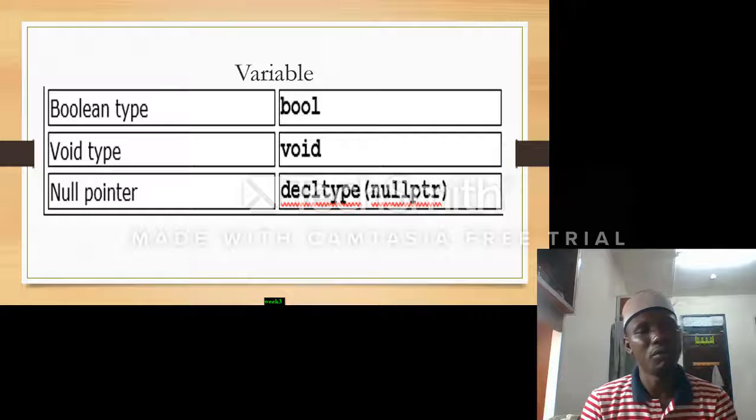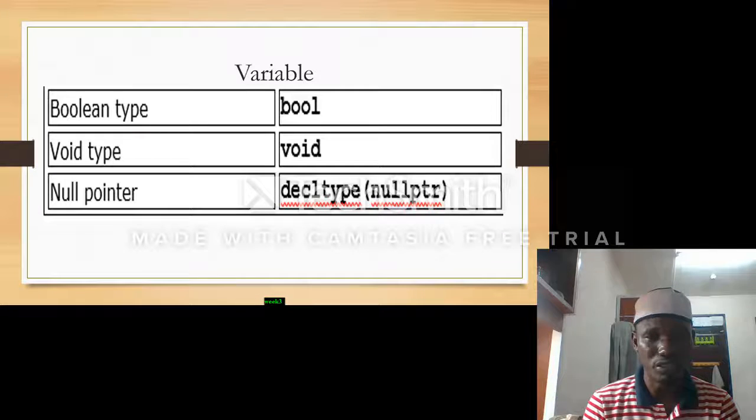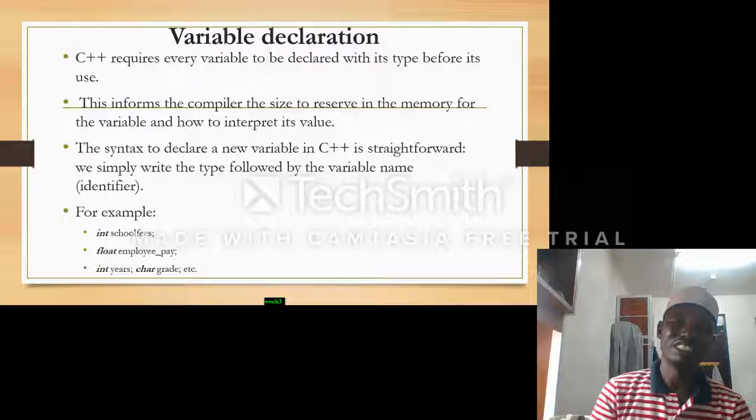Other ones are the Boolean type, normally represented as bool, as I just mentioned. Then we have the void type, normally represented with void. Then we have the null pointer, normally represented as decltype, then inside brackets nullptr. Okay. So now let's look at how a variable is declared.